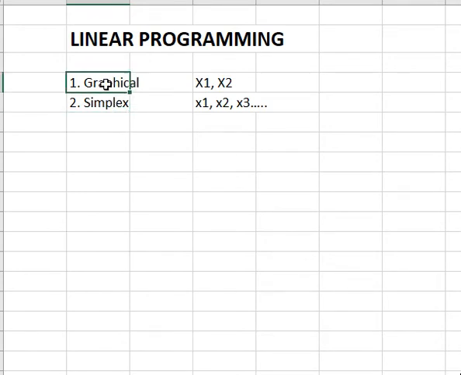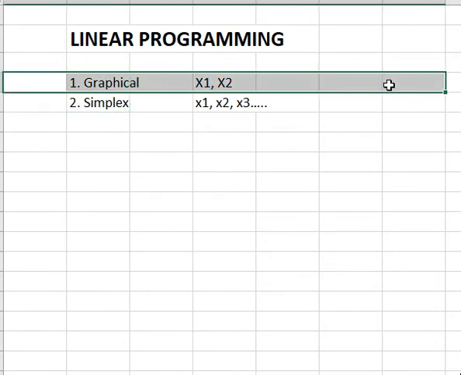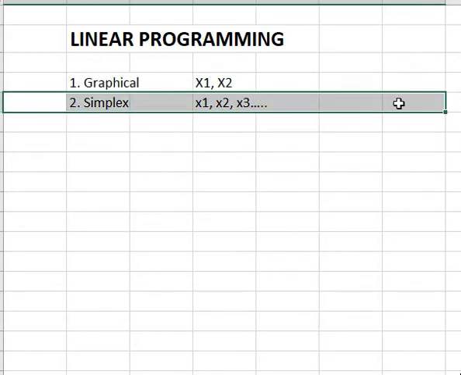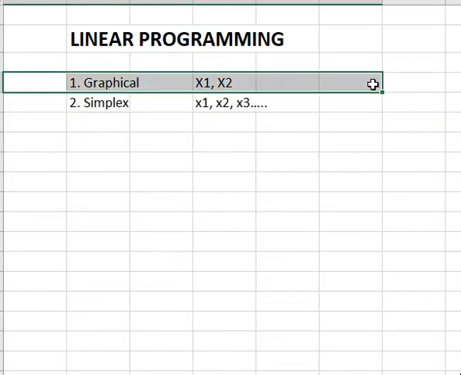What is the difference? This is a graphical type of computation. You will create graphs. And simplex is purely mathematical using matrices. Yan. Which was discussed during your advanced mathematics. Magiging step up lang siya. Bali, for this video, let's discuss the graphical method.